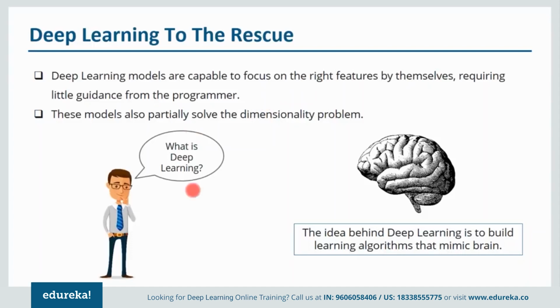Now, what exactly is deep learning? Since we know that it has evolved from machine learning, and machine learning is a subset of artificial intelligence, and the idea behind artificial intelligence is to imitate human behavior, the same idea holds for deep learning as well: to build learning algorithms that can mimic the brain. Now let us move forward and understand what deep learning exactly is.